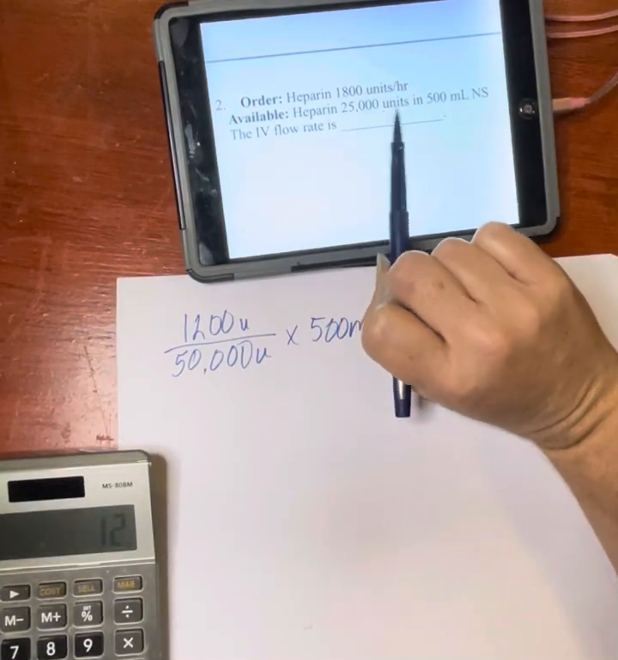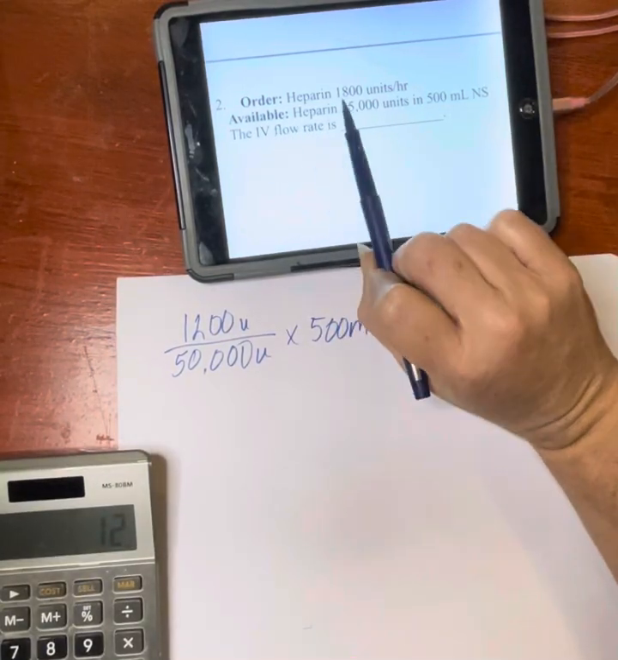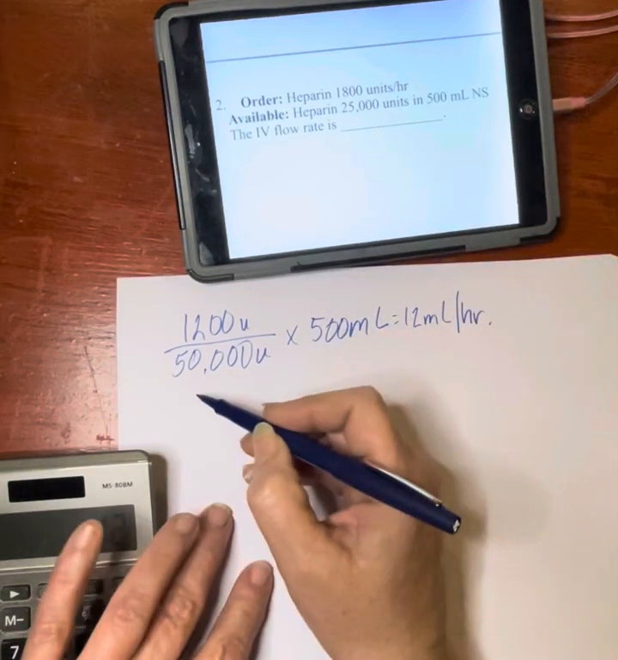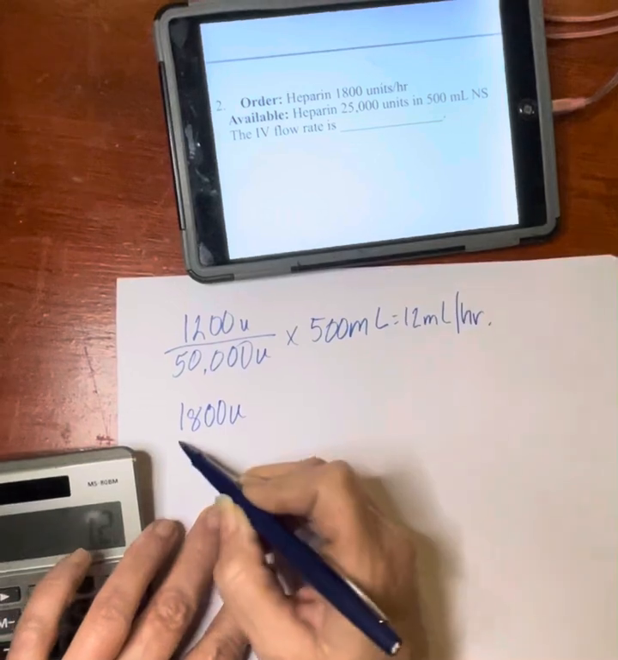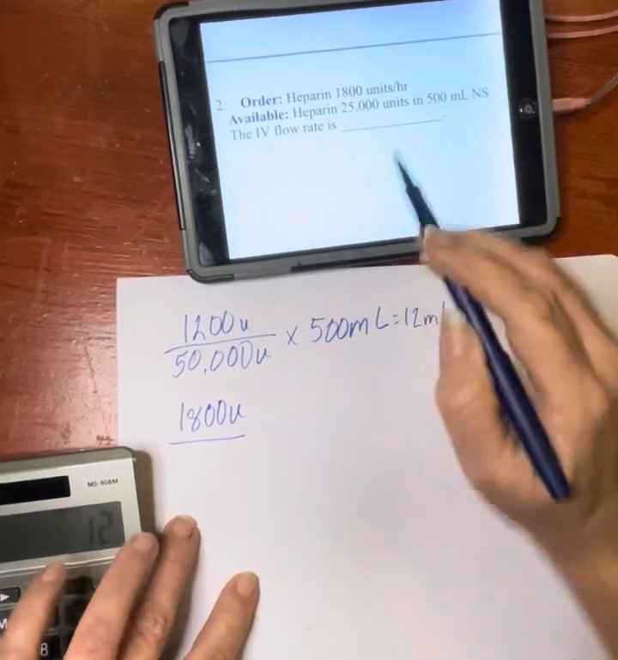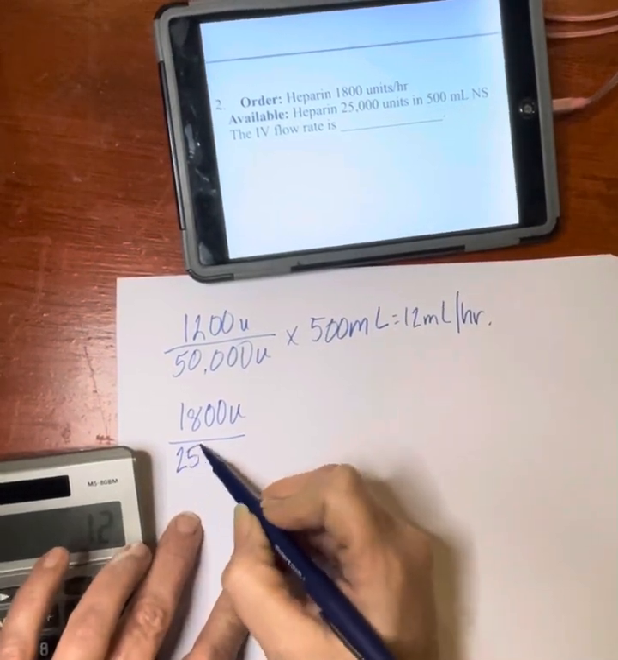All right, let's do this. Heparin, 1,800 units is what he wants. Let's go on and put it down. 1,800 units, what the man wanted. And what we have is 25,000 units.